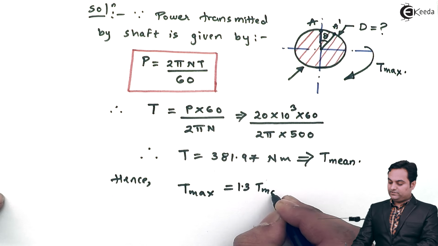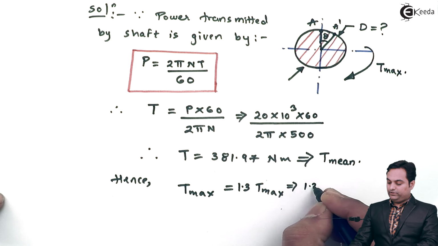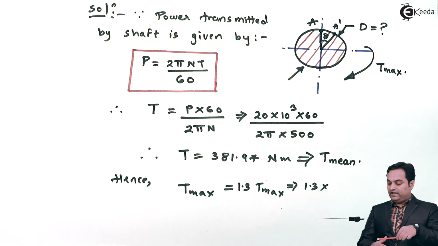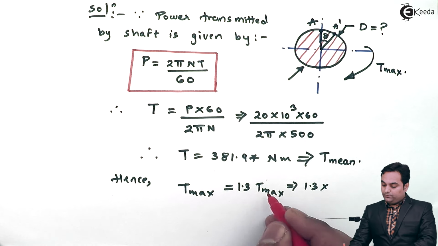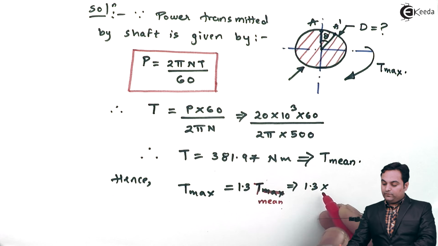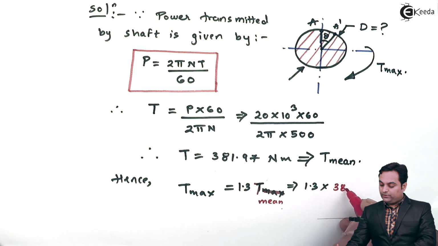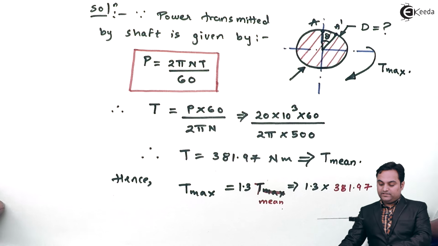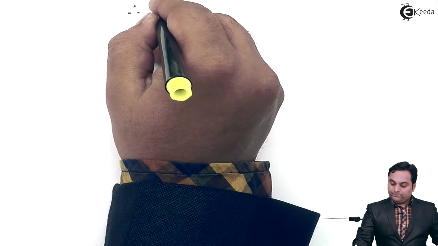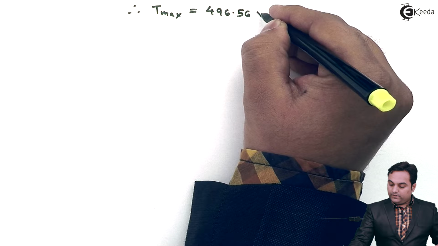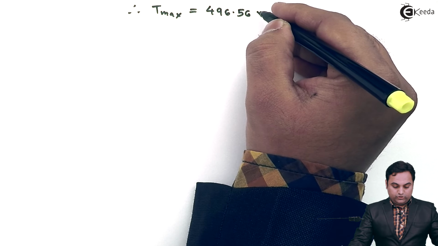1.3 into T max, that is equal to 1.3 into T mean, not T max. Here we have T mean because T max is 1.3 times T mean. Actually this is T mean. This value of T mean is 381.97, so I'll write the answer onto the next page. So T max comes out to be 496.56, in terms of Newton meter.